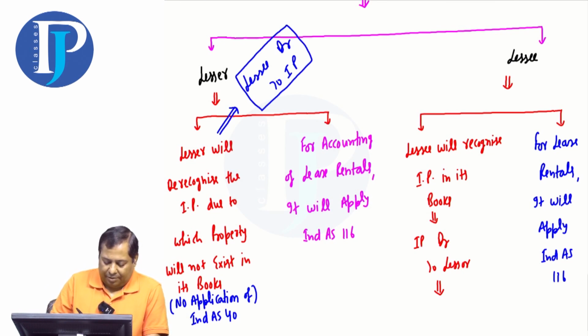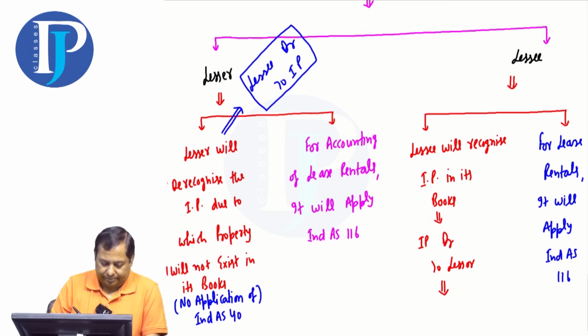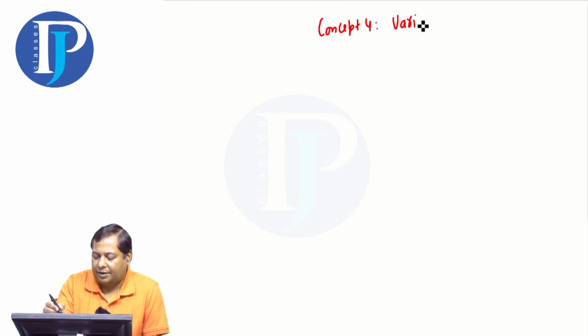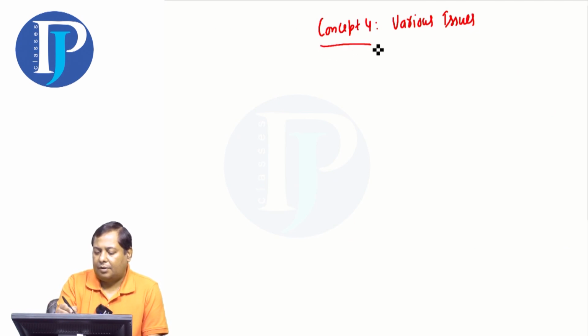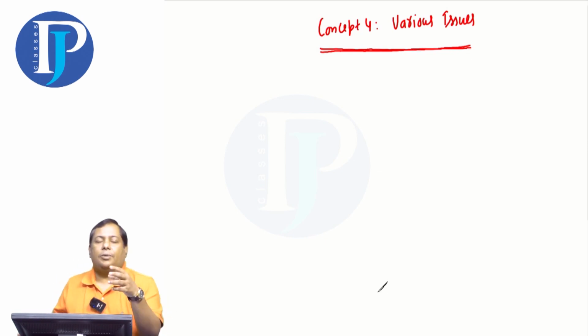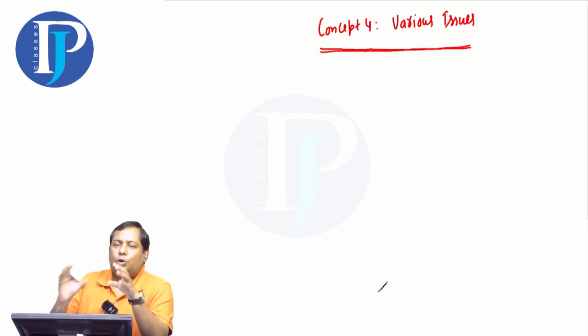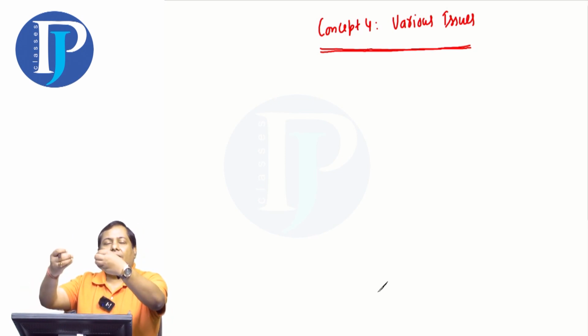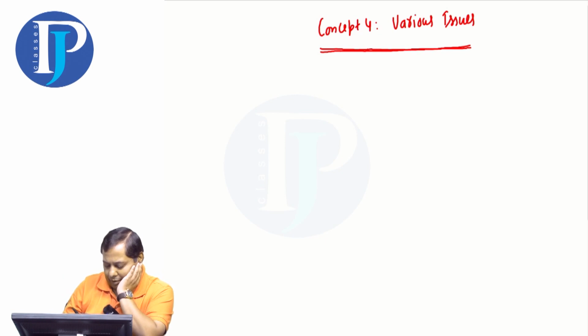Let's go. Let's move on to concept 4. This concept is over. Make a heading on fresh page. Write concept number 4. And I have various issues. My point is not finished yet. I have a lot of cases related to investment property which should be in your knowledge. So I've created a heading, various issues. And I am at point A.